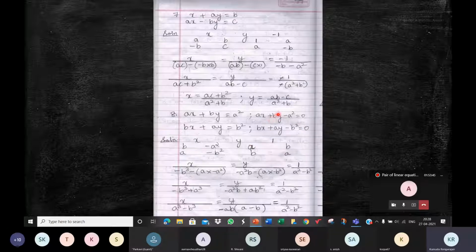So see here, how does it look? The coefficients of y, b a. How do the constants look? Minus a square, minus b square, as it is. How do the coefficients of x look? a b. And coming back here, the coefficients of y, b a, as it is. No changes in the signs here. Only the heading will change. If you have everything on the same side, it will be x y 1. If you have x and y on one side and the constants on the other side, then it will be x y minus 1. That's all.